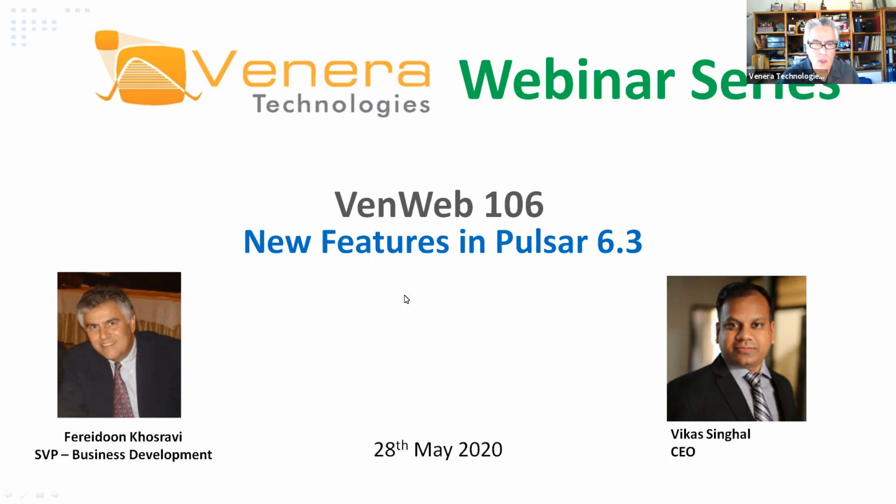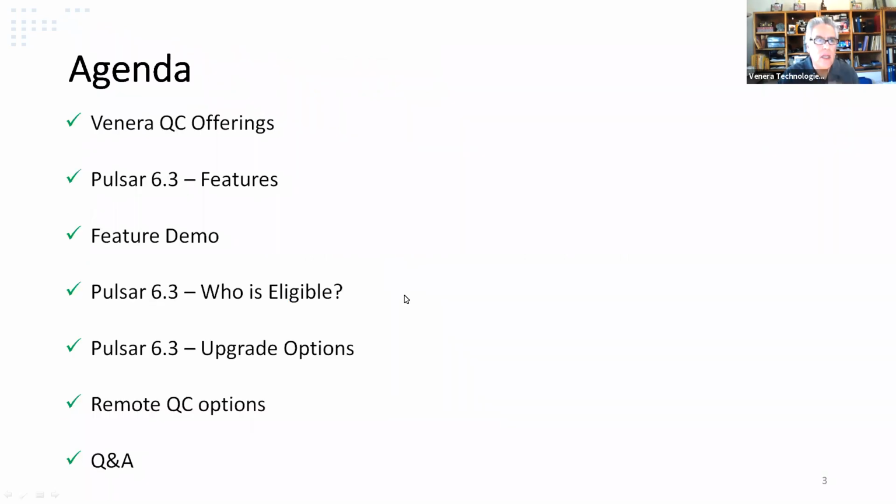Okay, so our agenda for today: it is a short webinar, so we're going to go through this quickly. As a reminder of the various Venera QC offerings that we have, then we'll spend the bulk of our time talking about the Pulsar 6.3 new features and demonstrating many of them to you. We will talk about who's eligible for the upgrade to 6.3, and also the various upgrade options that you have. We'll quickly talk about the remote QC options and take any questions that you may have. There's a tiny quick poll at the end that we'll do, and that will be the session.